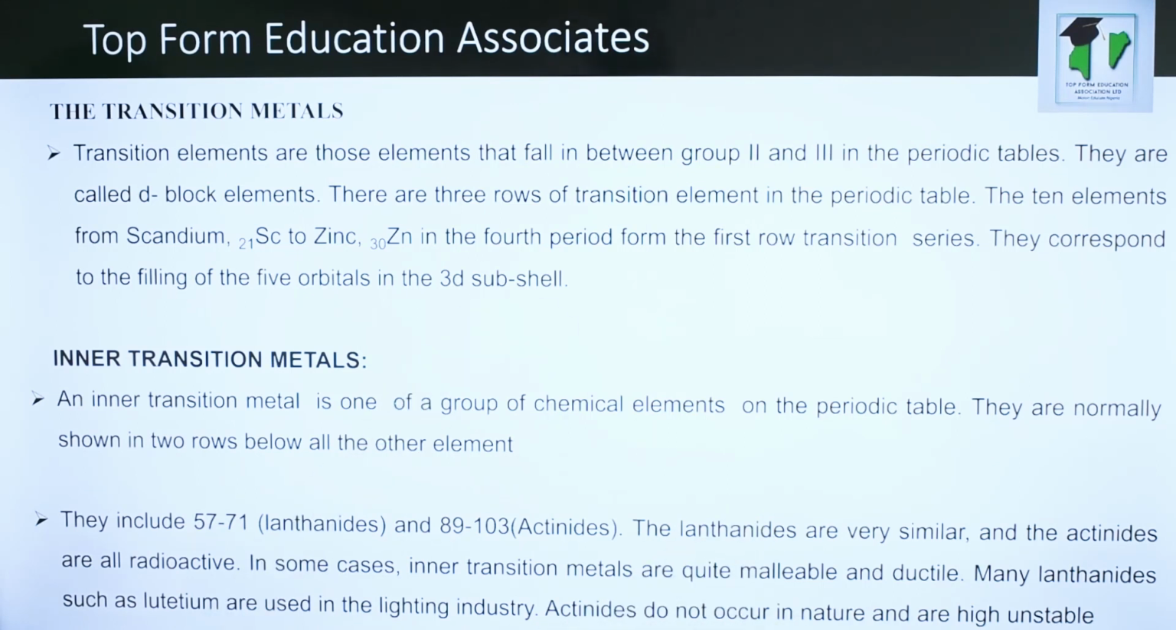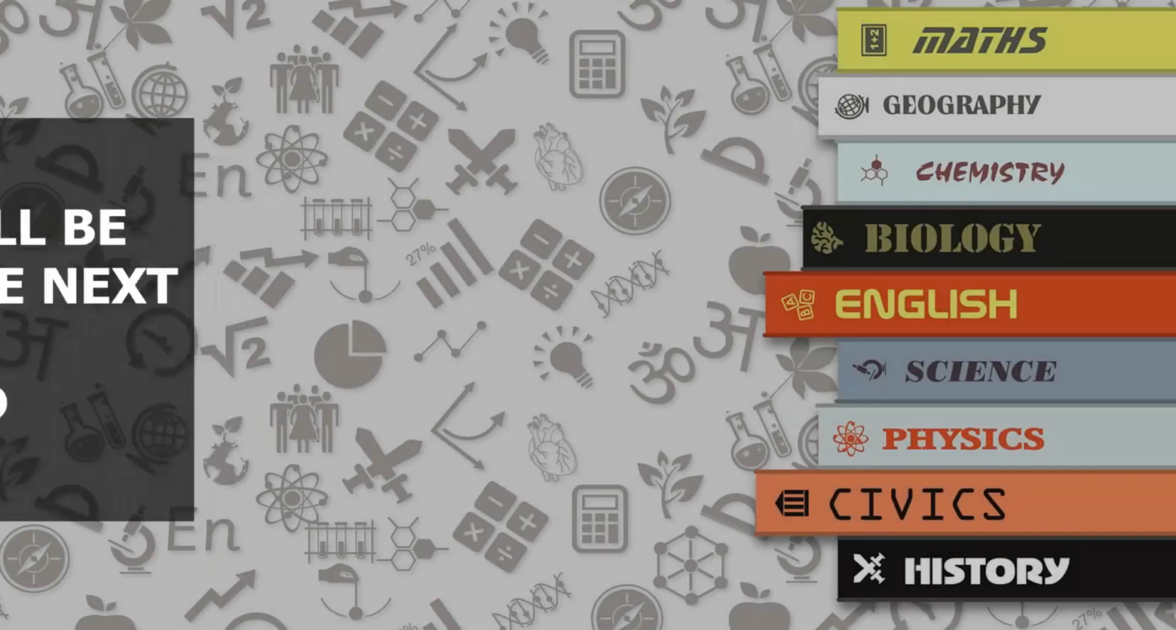Many lanthanides, such as lutetium, are used in the lighting industry. Actinides do not occur in nature and are highly unstable.